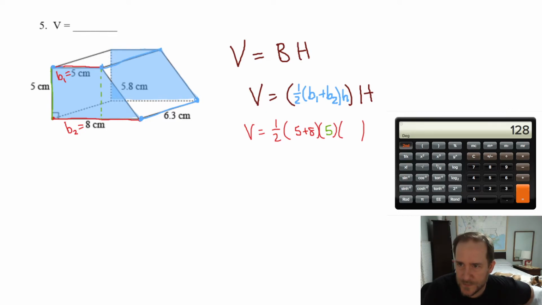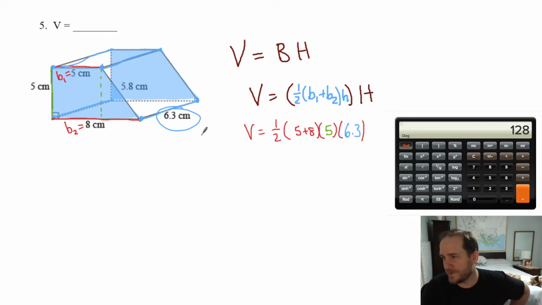Or here, this corner to this corner. Or here, this corner to this corner. But either way, it's the 6.3. That dimension there is our height. Again, I don't care that it's not up and down. Not every height is up and down. This height is back and forth. But there's everything we need filled in.